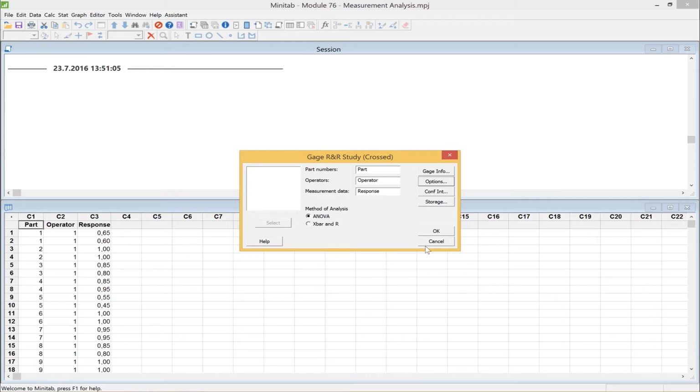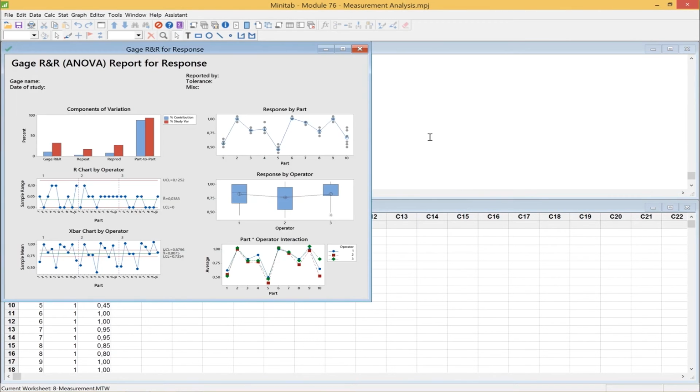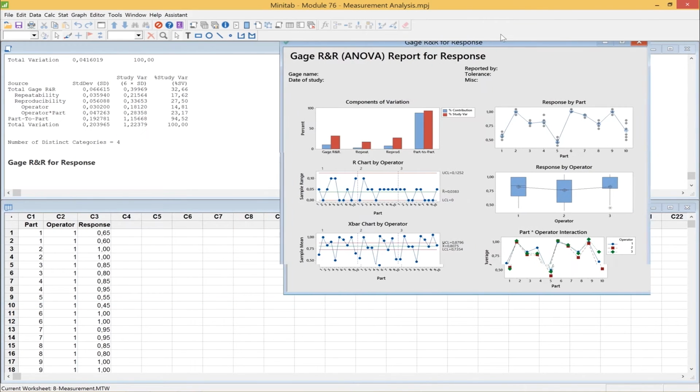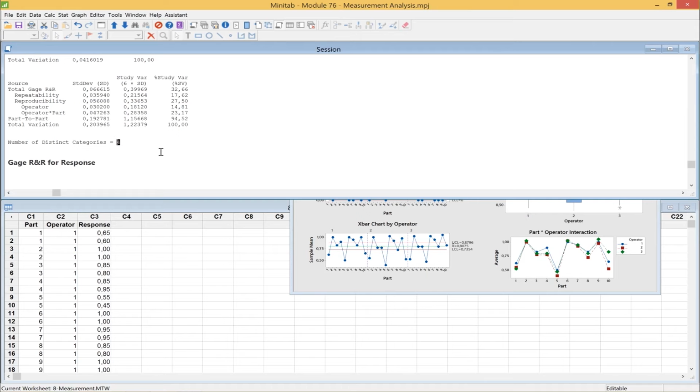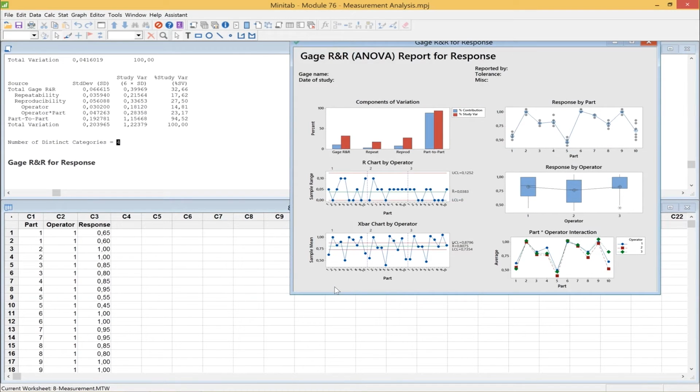Confidence intervals, we're not going to be selecting, and we're not selecting storage. So we click OK, and here we get the output of the device. And so here we see we have 4 distinct categories. Okay, so we said 4 distinct categories is not actually a very good measurement system for a state of control. Now it's okay in terms of doing diagnostic analysis, but in terms of remedial analysis, it's not very good.